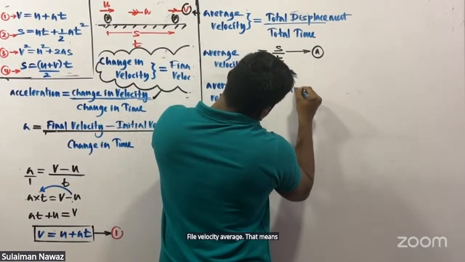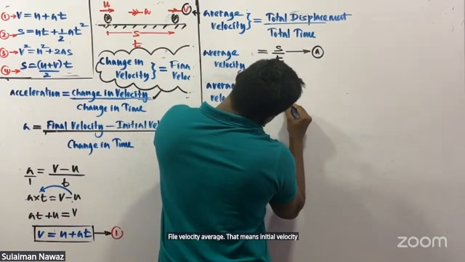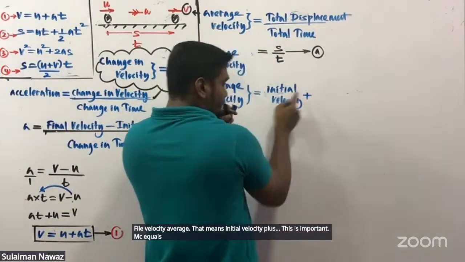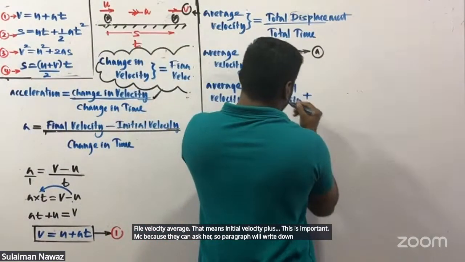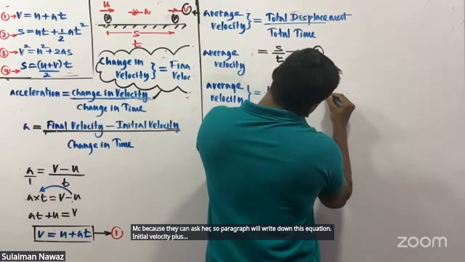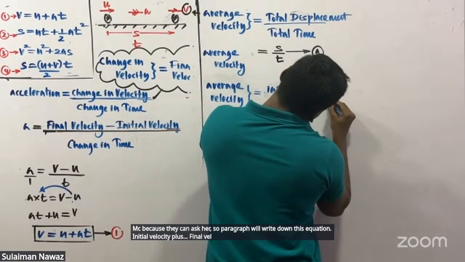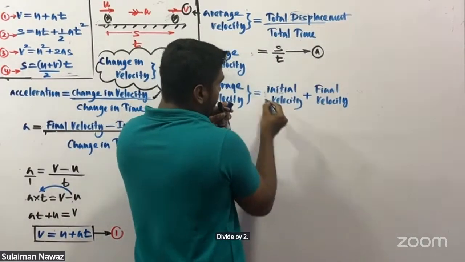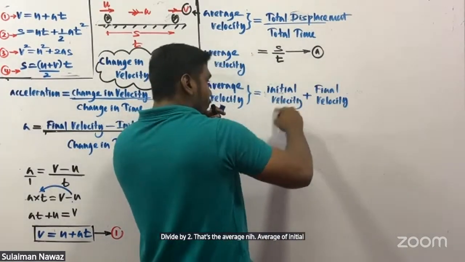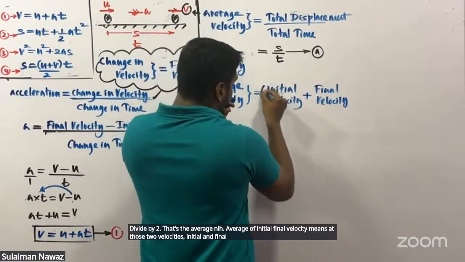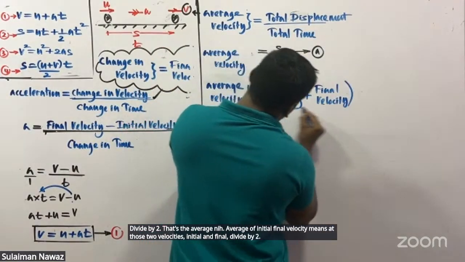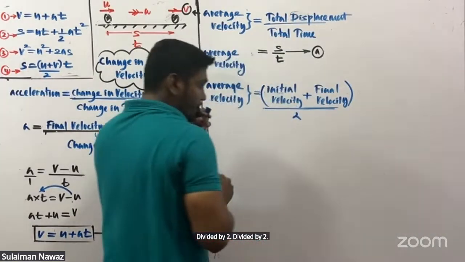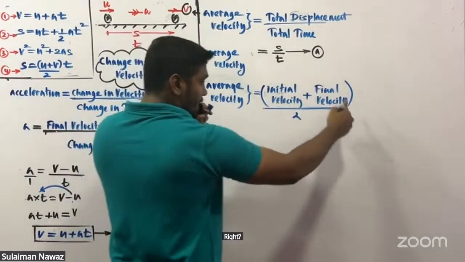That means initial velocity plus final velocity, divided by 2. This is important, MCQs can ask it, so write down this equation. Average of initial and final velocity means add those two velocities, initial and final, and divide by 2. Nice equation, highlight it.